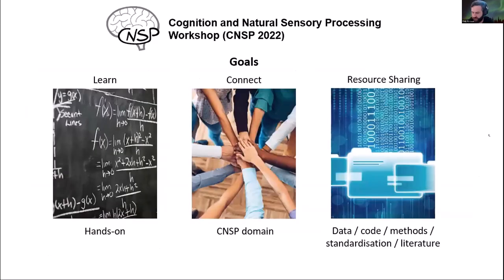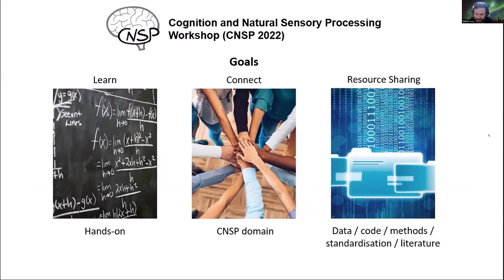So just to talk a little bit about the goals of the workshop. First and foremost, we set this up just to help students and researchers who are new to this to be able to learn in a hands-on way through didactic tutorials. We also see this as a way for researchers to connect with each other, particularly, during COVID, it's harder to travel, and I'm sure most of you aren't doing as much anymore.